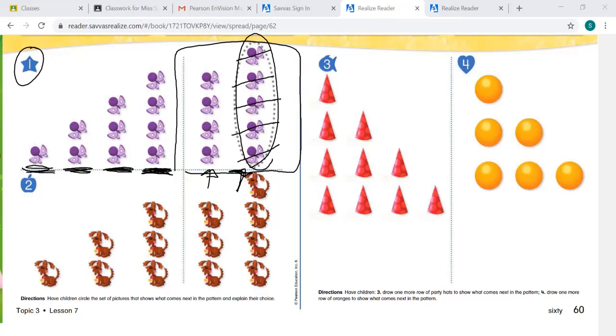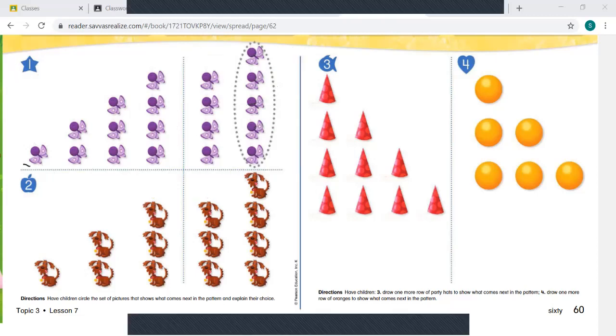From here to here, we add 1. From here to here, we add 1. From here to here, we add 1. So we know that we need to add 1 more. This one is the same. It has 4. But over here, we added 1 more butterfly.